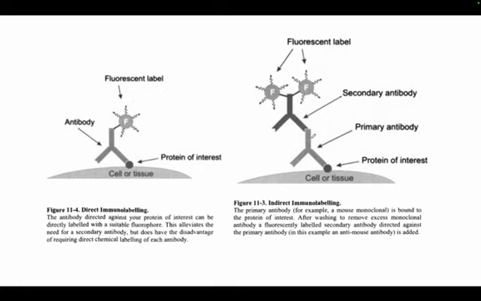As opposed to this, you can have indirect immunolabeling, where we have the primary antibody which we have generated against a protein of interest, and we can have a secondary antibody against our primary antibody. The secondary antibody is what is going to carry the fluorescent label. What this means is that we can use the same secondary antibody for multiple primary antibodies. So for all antibodies generated in mice, we can use the same secondary antibody, an anti-mouse antibody, to detect them, and the secondary antibody will carry the fluorescent label.